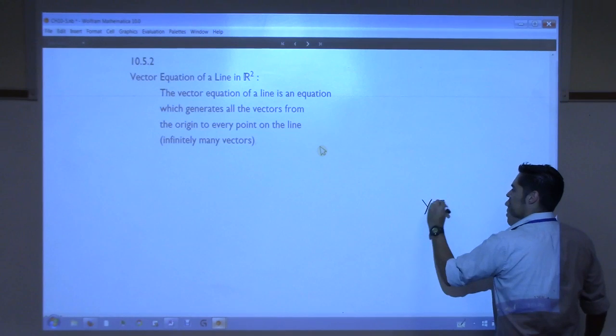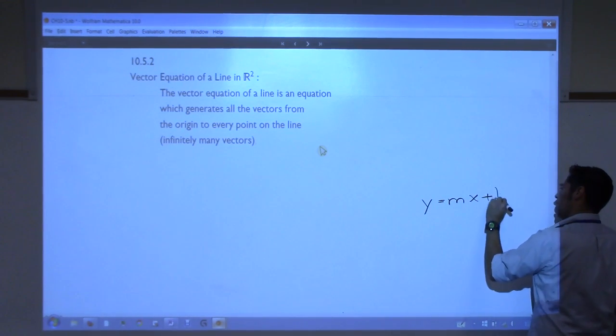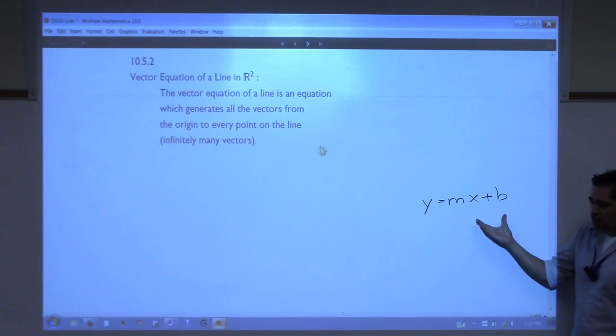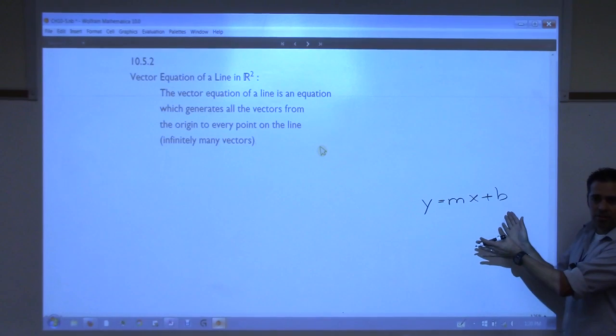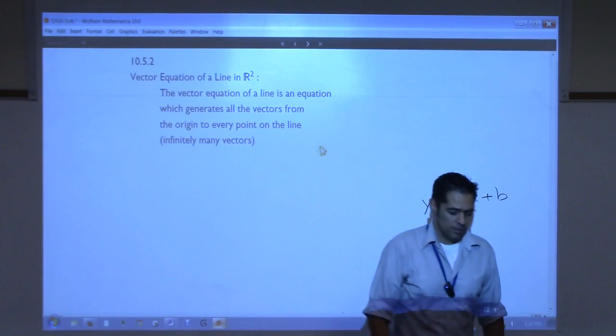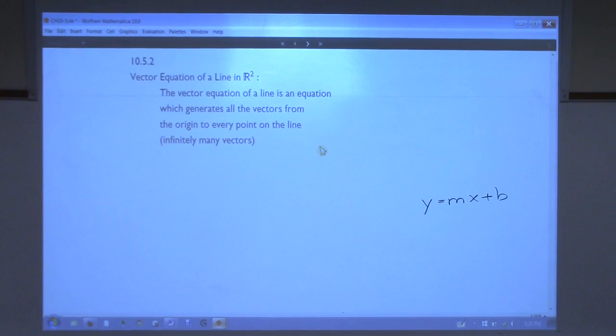So is this a vector equation? Well, I don't see any angle brackets anywhere, do you? I don't see any vector notation at all. This is the equation of a line from college algebra. We are now looking for what's called a vector equation. It's going to draw vectors. It's going to create vectors.